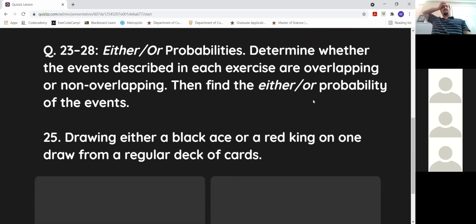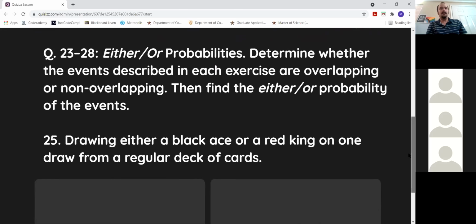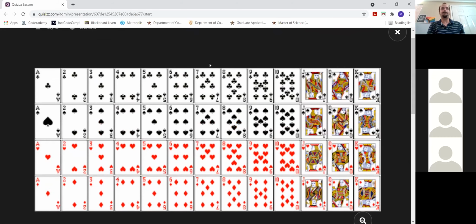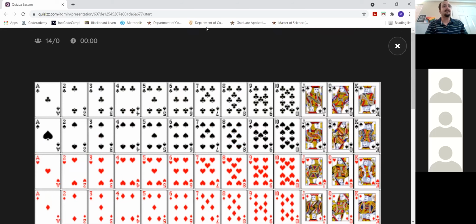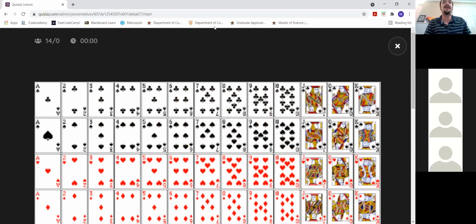Either-or probabilities: determine whether the events described are overlapping or non-overlapping. Drawing either a black ace or a red king on one draw from a regular deck of cards. So if I'm looking at these, what do they say? A black ace or red king? If I want to look at my black aces, I believe that is these two over in here, ace of clubs, ace of spades. My red kings, I believe, are these two cards over in here.